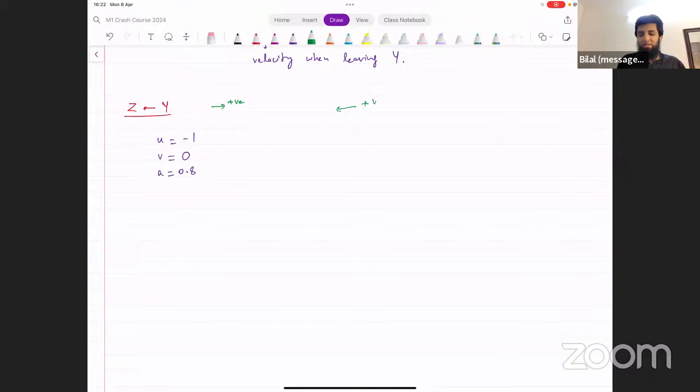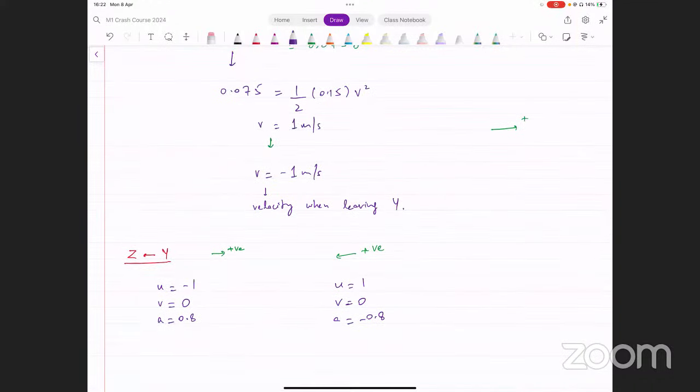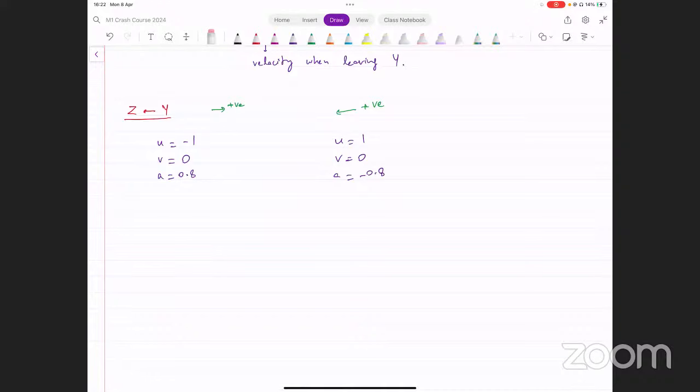You could also take this positive direction. In that case, you would say initial velocity is 1, final velocity is 0, and acceleration is -0.8. That would also be a perfectly valid way of doing this. But you just need to make sure that you understand that in the previous case, you were considering the right side positive. That's why this velocity was -1. Now, if you take left positive, then this could be taken as 1. And you could use these values as well. And that's also fine. Okay, so you could do any of these two.